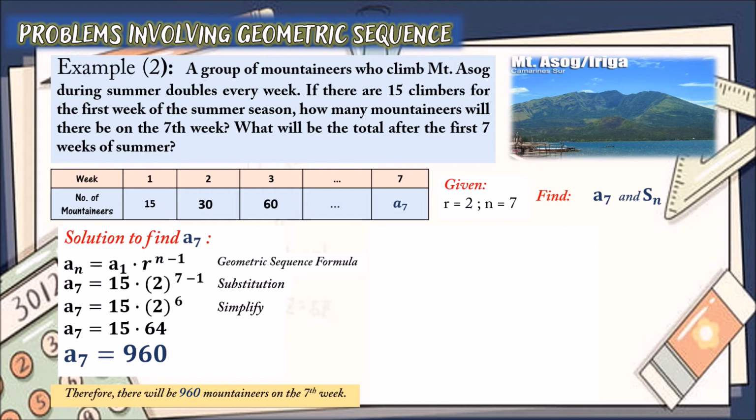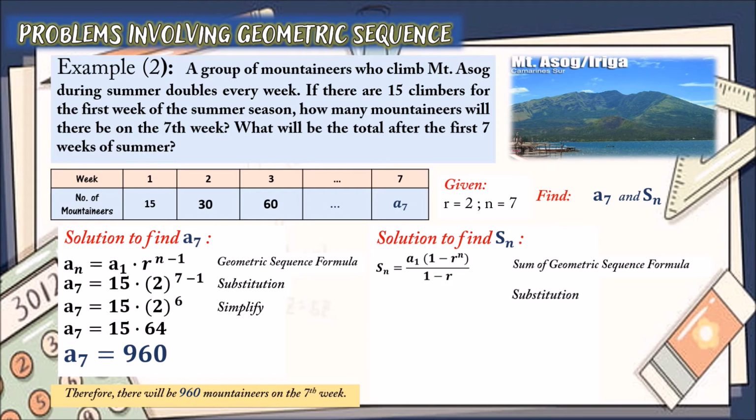So dahil nahanap na natin kung ilang mountaineers meron sa 7th week, hanapin naman natin kung ilan yung total sum ng mga mountaineers within 7 weeks. So we are going to use the sum of geometric sequence formula. We have S of n is equal to a sub 1 times the quantity 1 minus r raised to n all over 1 minus r.